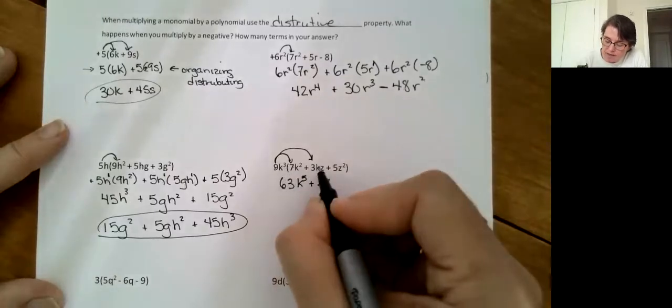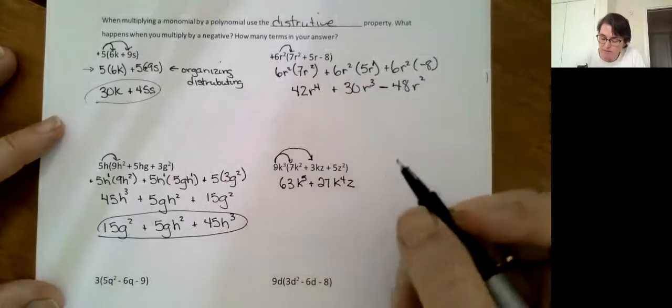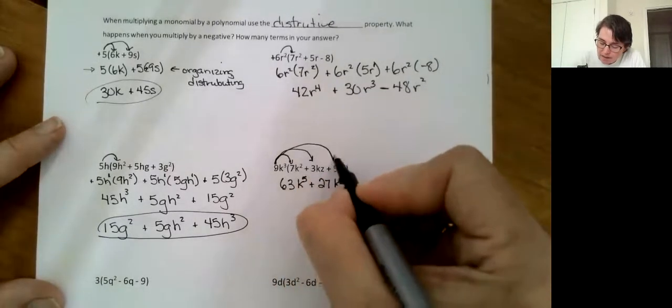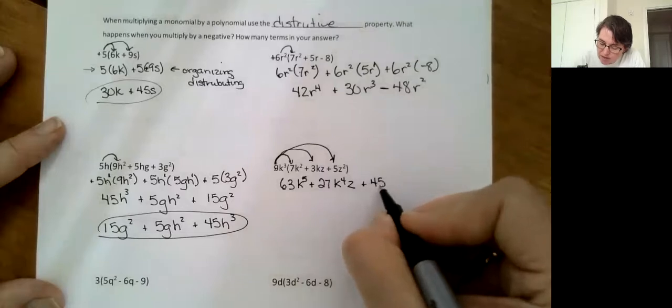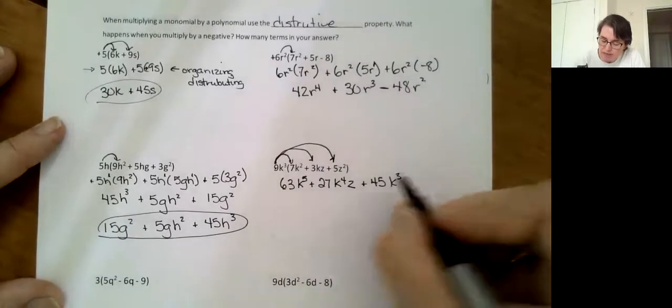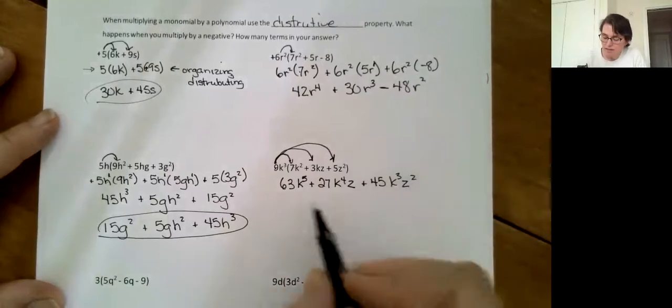I've got K cubed times K, so it's going to give me K to the 4th. Bring my Z along. And the last one, 9 times 5 is plus 45. K cubed, there's no more Ks, and we just bring the Z squared. All right.